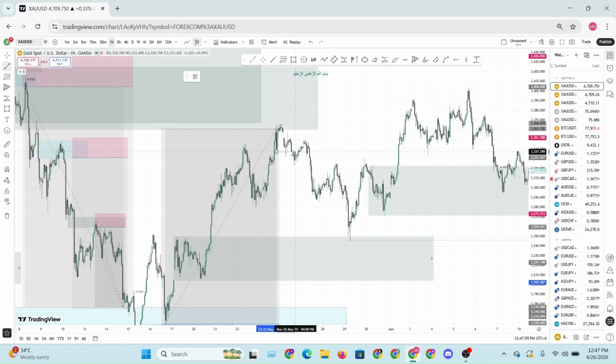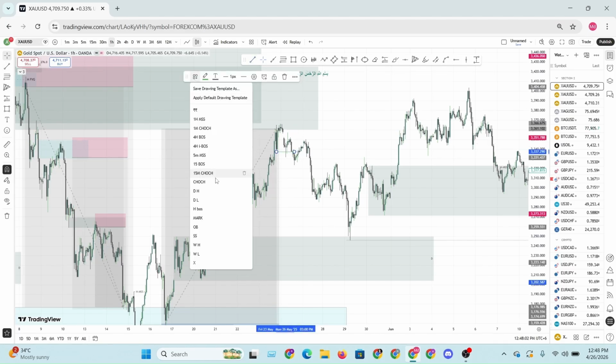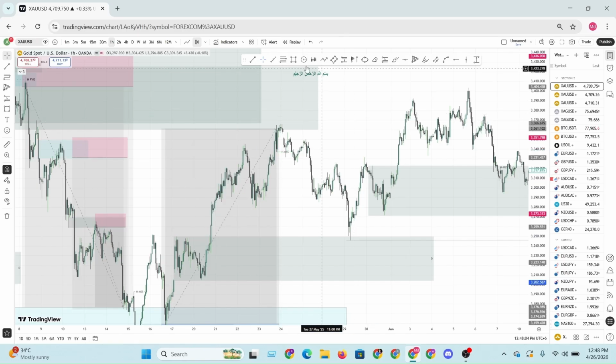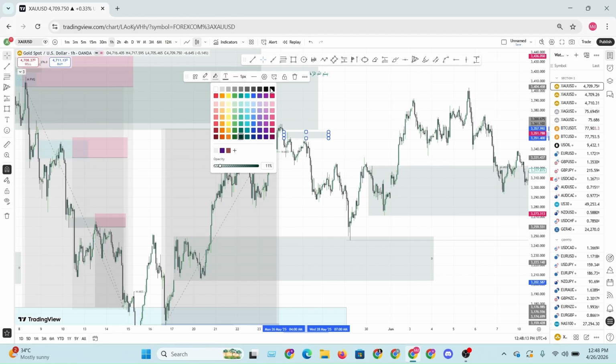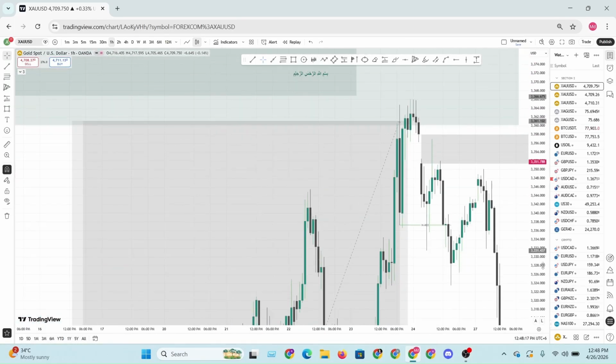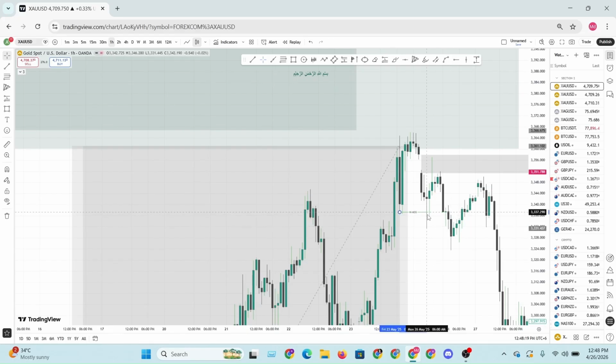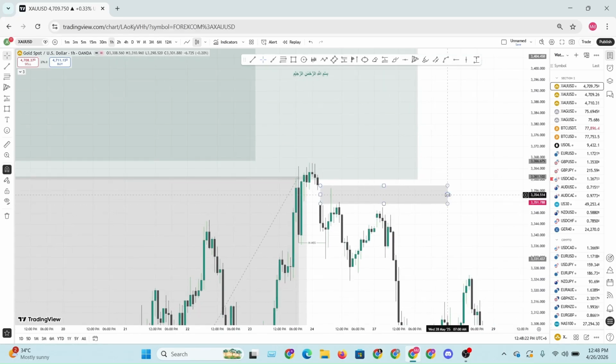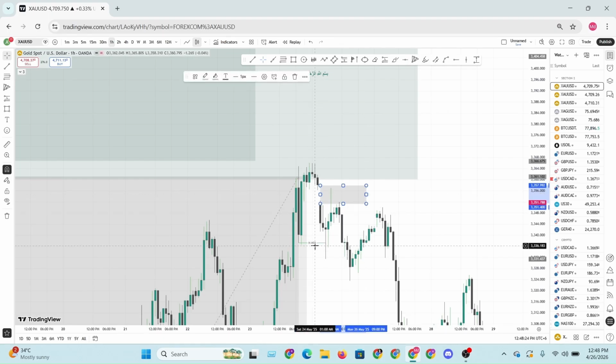Okay. See the MSS. Okay. And this is the POI. Okay, let me zoom in so you can see the levels. So this is POI. After giving MSS, we need to mark the extreme POIs.